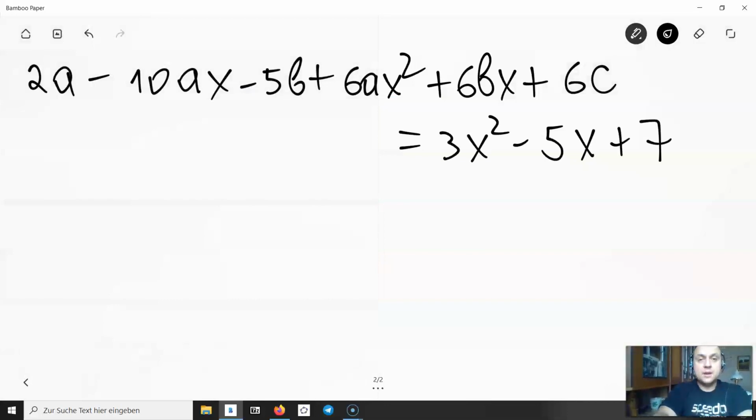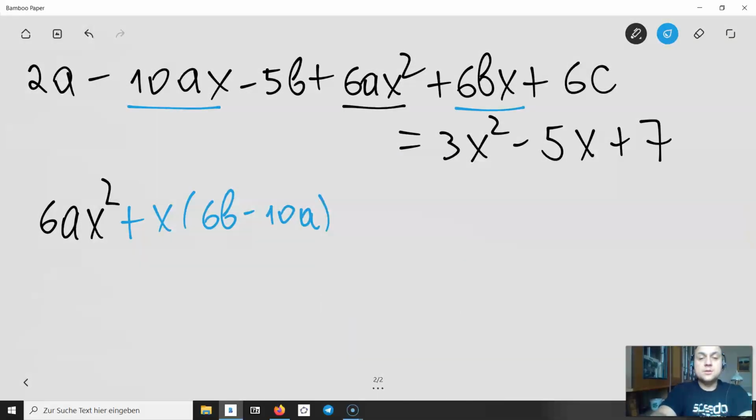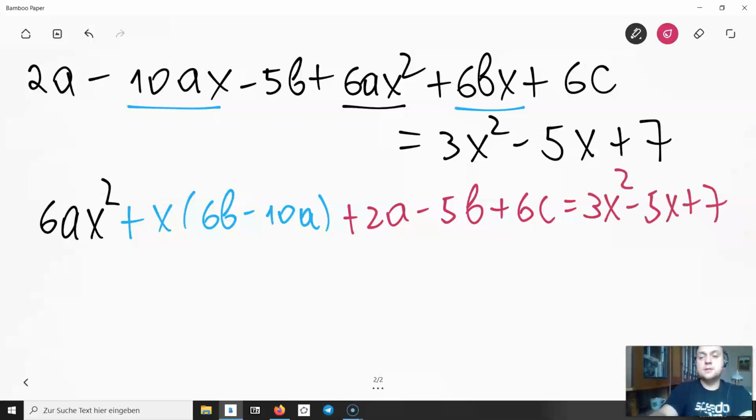Now, can we simplify the left-hand side? Let's bring the highest power to the front. So we have 6ax squared. What do we have with x? We have minus 10ax and 6bx. So I'm taking x out, and I'm having 6b minus 10a. And then we have only absolute values remaining. So these are 2a minus 5b plus 6c, and this equals 3x squared minus 5x plus 7.